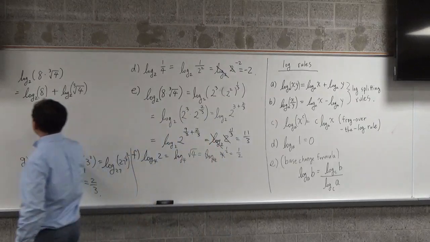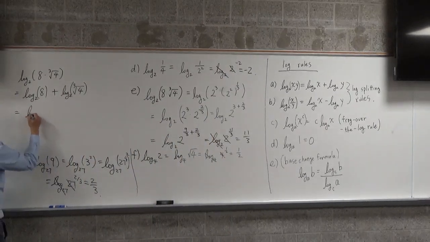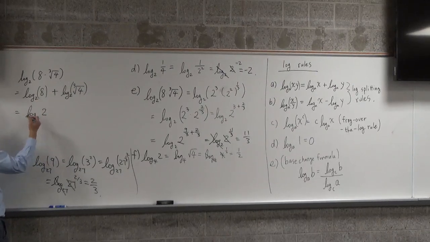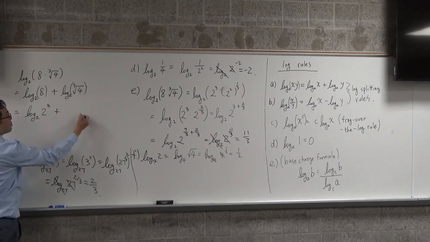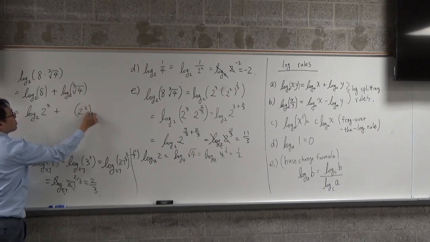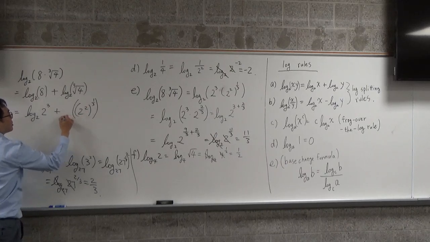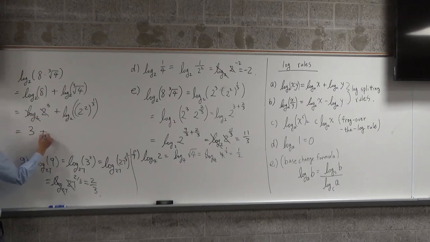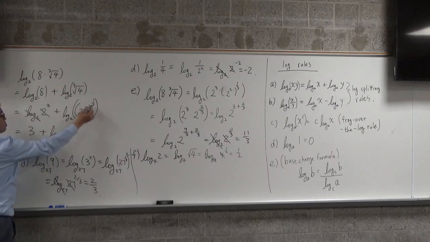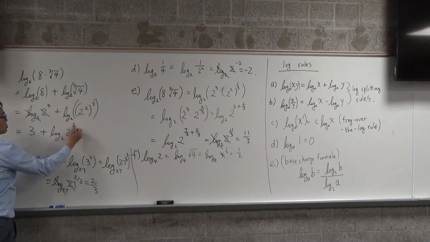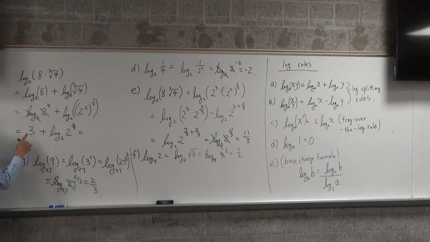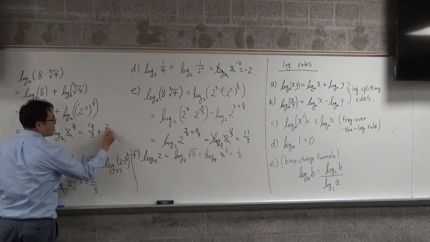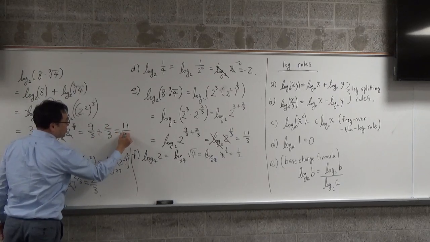All right, and now 8 is 2 to what power? 3rd power. Plus 4 is 2 squared, and the cube root makes it 1/3 power. These cancel, so that's going to be 3. Log 2 of these two multiplied, so it's 2 times 2 to the 2/3 power. And then you rewrite 3 as 9 over 3, and you cancel this, put it as 2/3. That's going to be equal to 11 over 3.